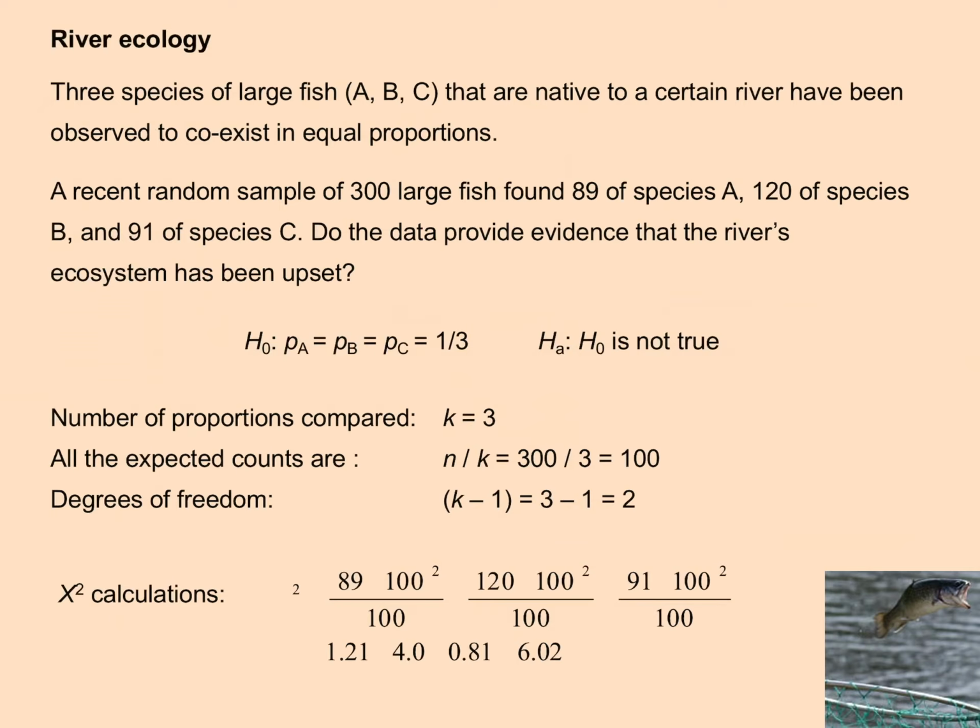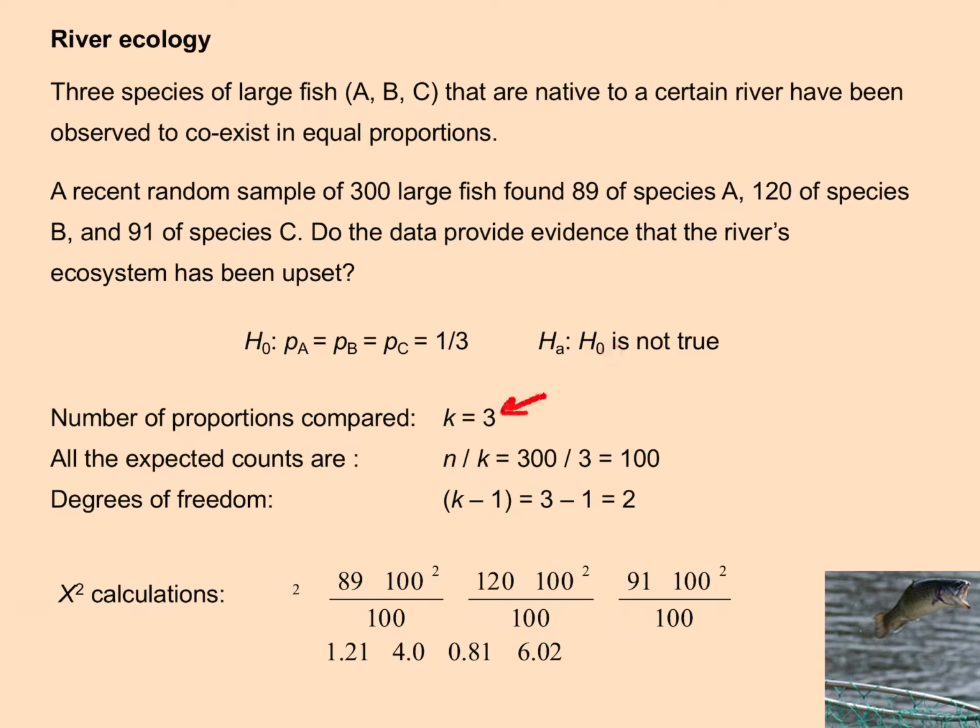So our null hypothesis is that the proportion of A equals the proportion of B, which equals the proportion of C. The proportion of any one of them should be 1/3. So they all equal each other, right? They're all even. The alternative is that that's not true. So we have three proportions compared, so we have three levels, right, for three species.